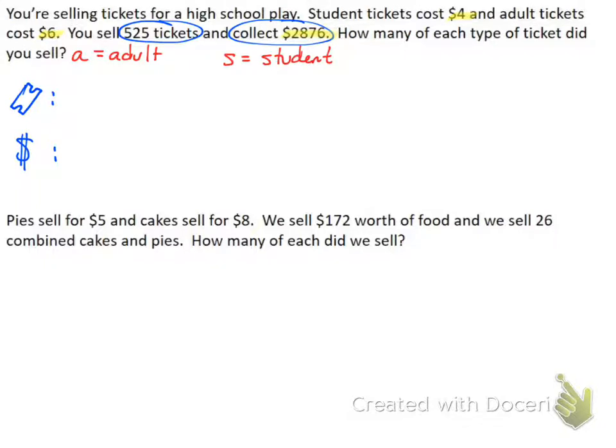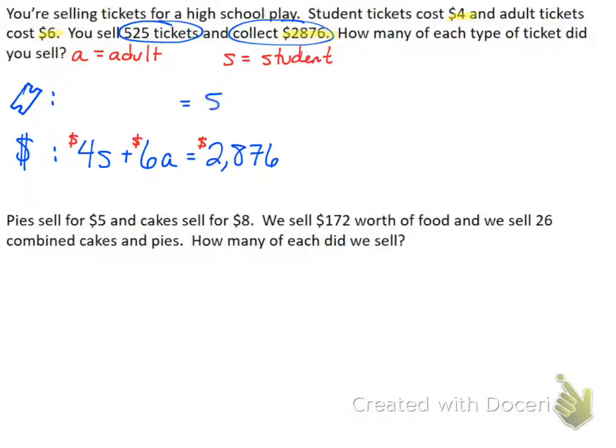So it's $4 for a student ticket, so $4 times however many student tickets I sell, plus $6 for each adult ticket I sell. And it'll equal the total, which is $2,876. Remember that since this is my dollar equation, each one of these numbers should be a dollar amount. The other equation shouldn't have any dollars in it because the other equation just has to do with tickets.